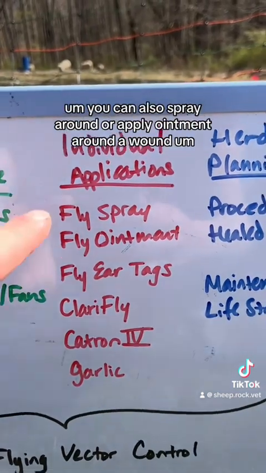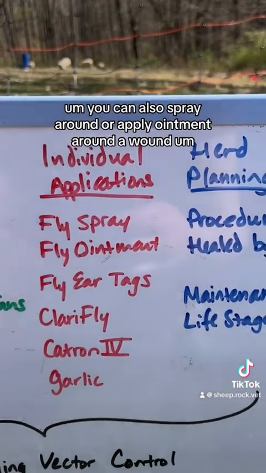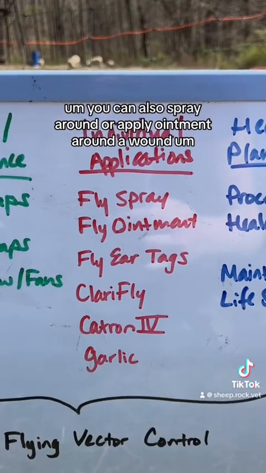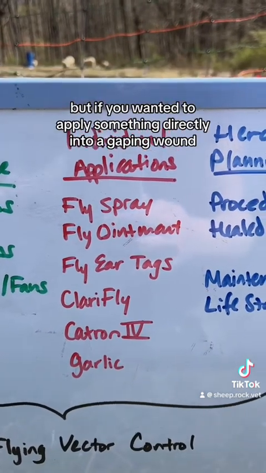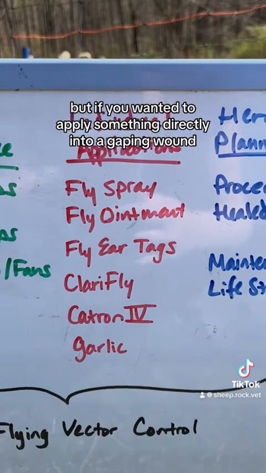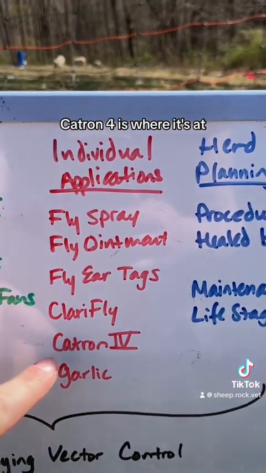You can also spray around or apply ointment around a wound or a surgical site, but if you wanted to apply something directly into a gaping wound, Catron 4 is where it's at.